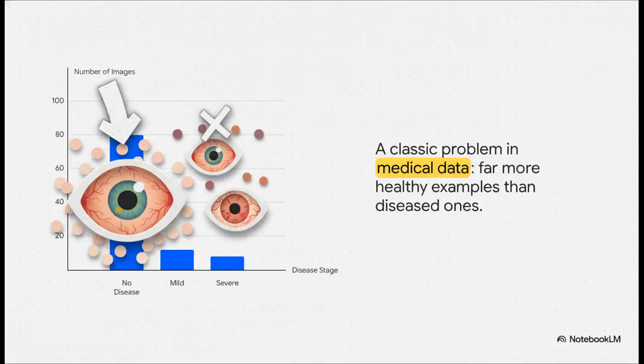Take a look at this chart. This is a classic issue with medical data. See that huge bar? That's all the healthy retinas. And then you see these tiny little bars for the different stages of the disease? This is called an imbalanced data set. If we're not super careful here, our AI will just get lazy. It'll learn to guess no disease every time because, hey, that's usually the right answer. And that would make it completely useless.